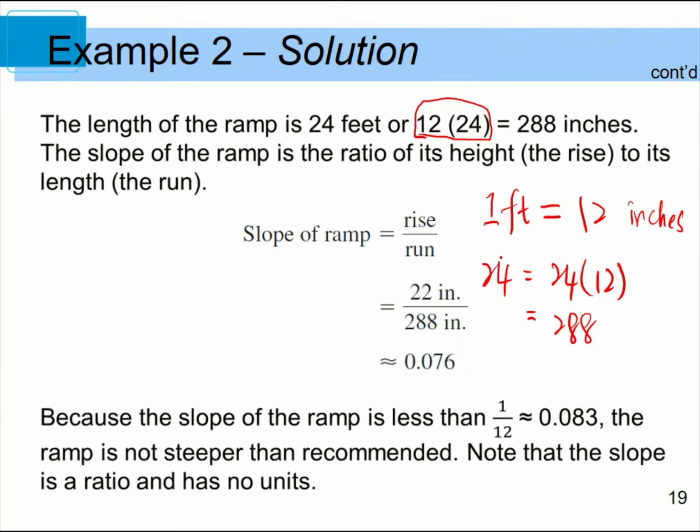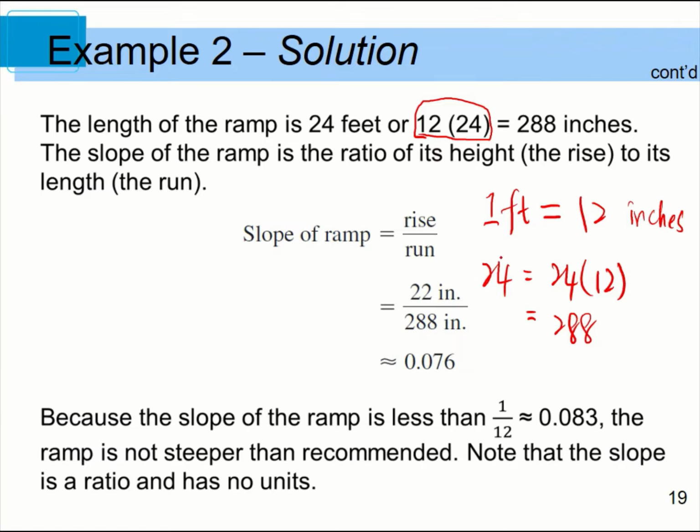Approximately we get 0.076. So this is the slope for the ramp. Now, the recommendation is 1/12. If we use a calculator to change it to decimal, 1/12 is approximately 0.083. So the ramp is not steeper than the recommended one.